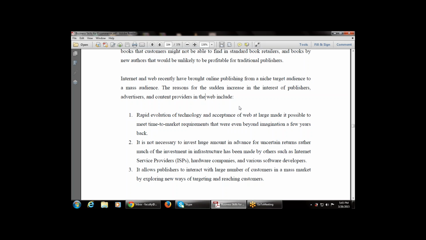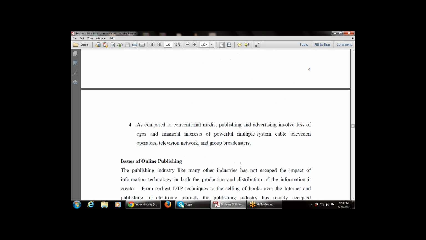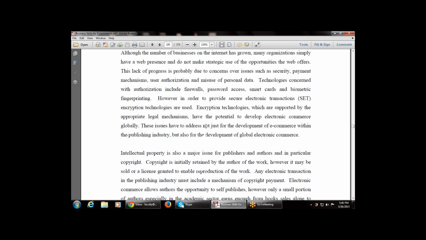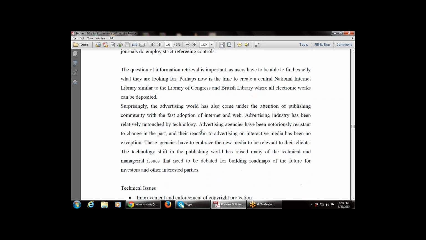Online publishing also allows the publisher to interact with a large number of customers in a mass market by exploring new ways of targeting and reaching customers. And when compared to conventional, traditional media, publishing and advertising involve less cost of egos and financial interest of powerful multiple system cable television operators, television networks, and group broadcasters. So everything is available online in online publishing.